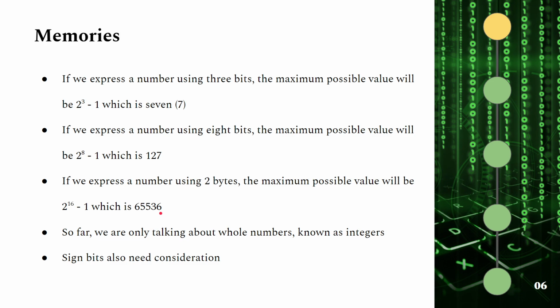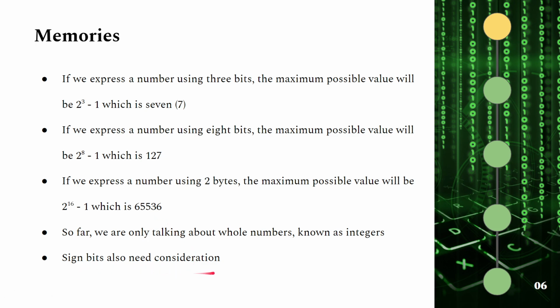which is 65,535. And so far we are only talking about whole numbers, known as integers. What am I trying to say? That when we do mathematics, we use numbers with decimal points, for example 23.86. There is a point, but right now I am only speaking about whole numbers.